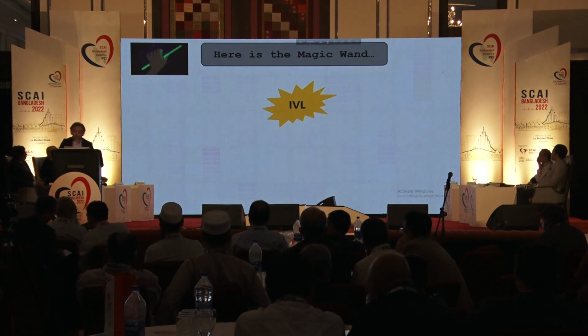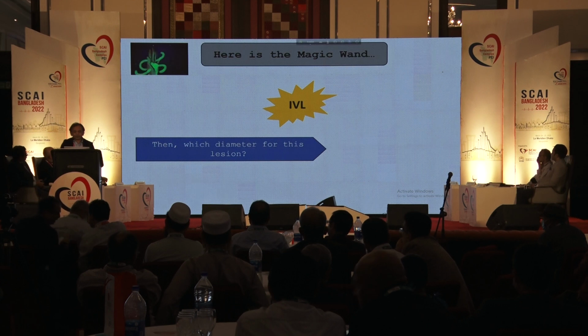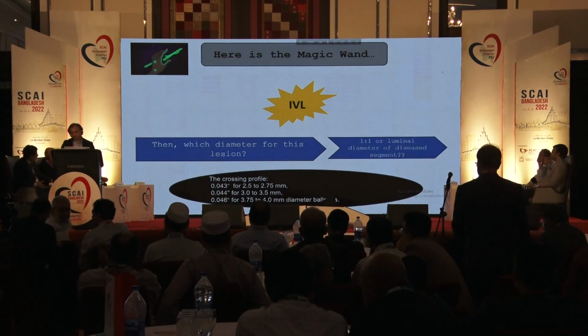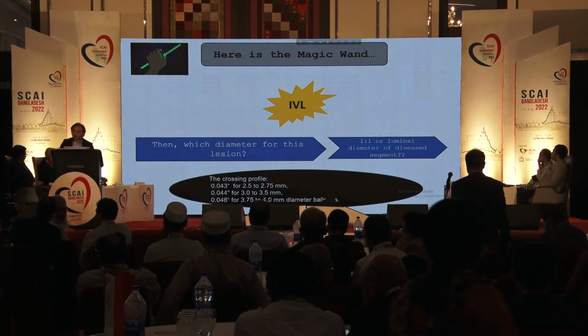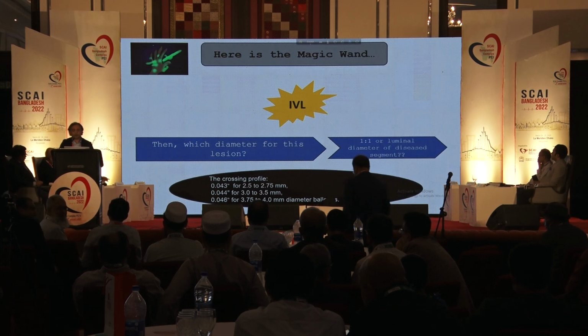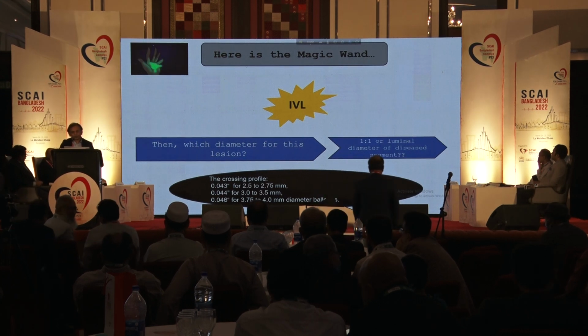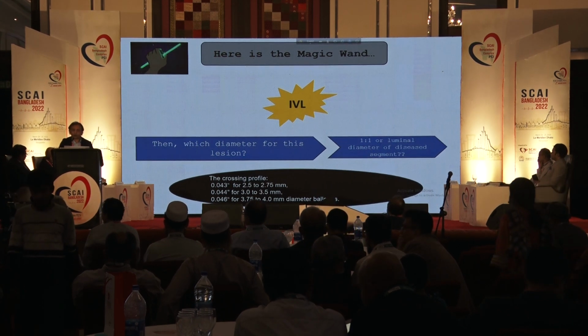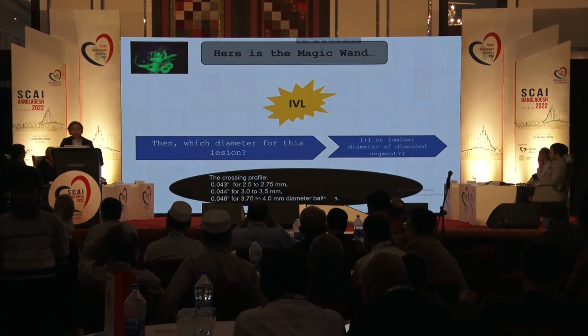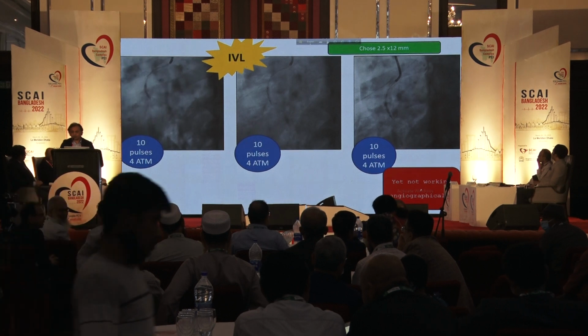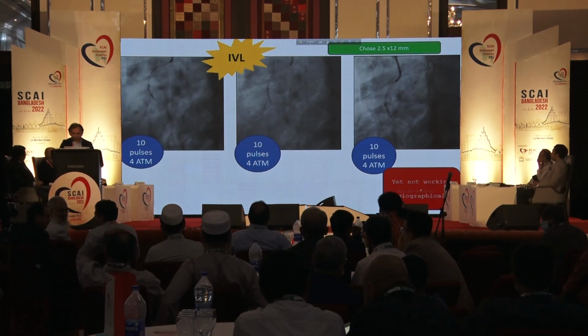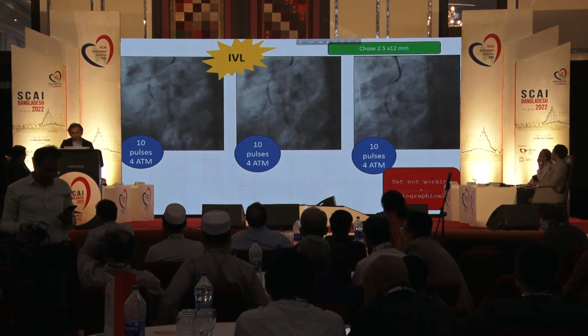So here is the magic word. I am telling the IVL, then which diameter for this lesion? That's a big question and talk of the town maybe. 1:1, it has been written in the literature, but you know, the crossing profile of an IVL is not like the normal or the NC regular modifiable balloons. So I have chosen a 2.5 by 12 millimeter and 10 pulses per atmosphere, still it didn't work.